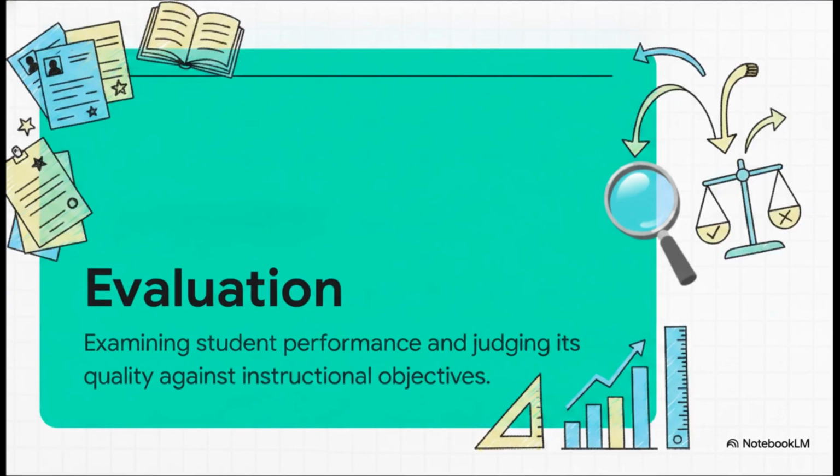And finally, we reach evaluation. This is the judgment phase. This is where a teacher looks at all that assessment data, compares it against the standard, and decides if the lesson's goal was actually achieved. So measurement says you got a 75. Evaluation judges whether that 75 means you've actually mastered the material well enough to move on to the next unit.